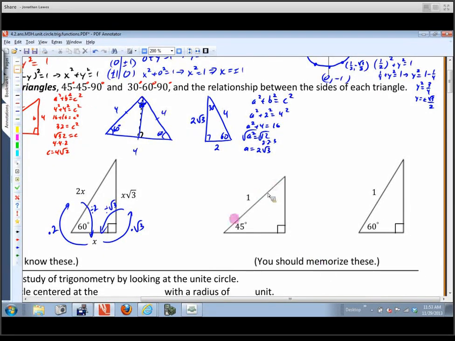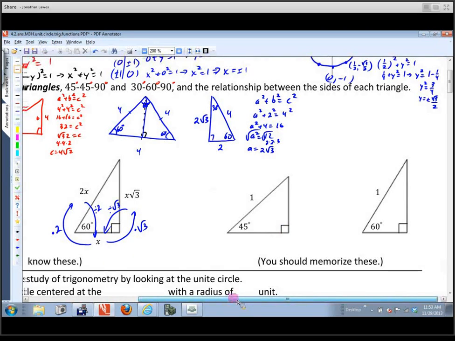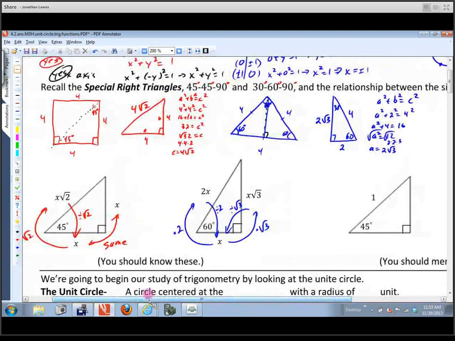This is a 45, 45, 90, and I've got the hypotenuse, and I want to know what one of the legs is. So to go from the hypotenuse to a leg, I divide by radical 2. So if I take 1 and I divide it by radical 2, I normally don't leave it like that. I'd normally rationalize the denominator. So let's see what we get here. I get a radical 2 on the top and a 2 on the bottom. So this is going to be radical 2 over 2 for this one right here.